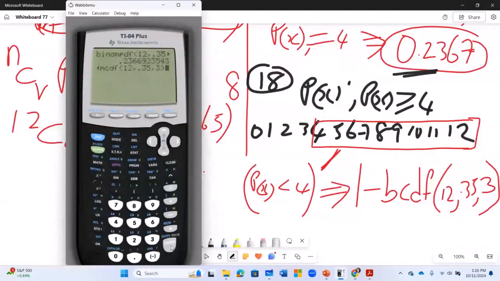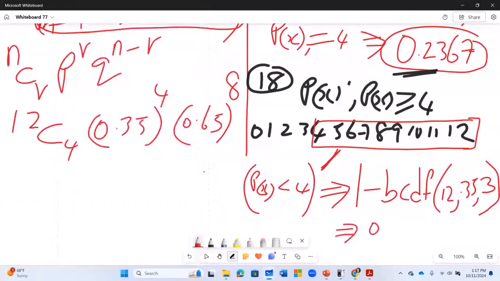All right, so I am now going to hit enter. Therefore, the binomial distribution, finding that you can cumulate from 4 to 12, is a large number, and this is the same as 0.6533. This is approximately 0.6533.